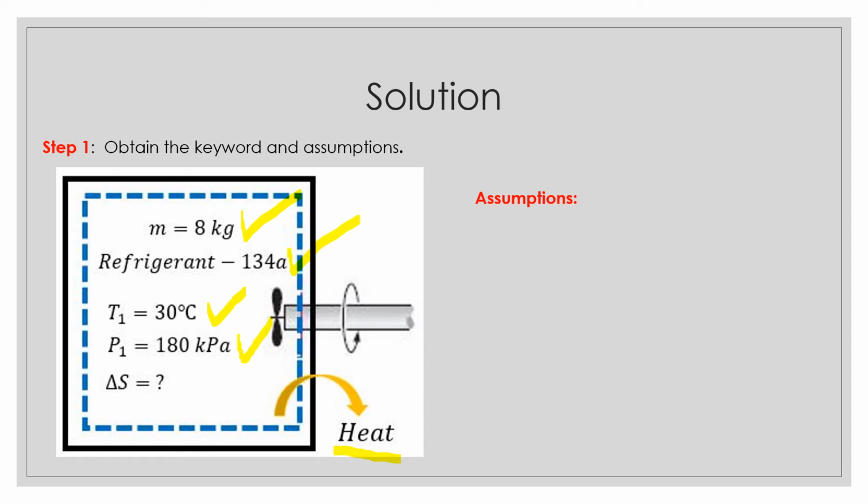And then we assume, to solve this problem, that the specific volume for state 1 and state 2 is the same. Otherwise, we cannot solve this problem.